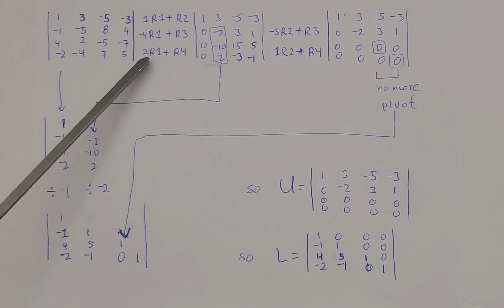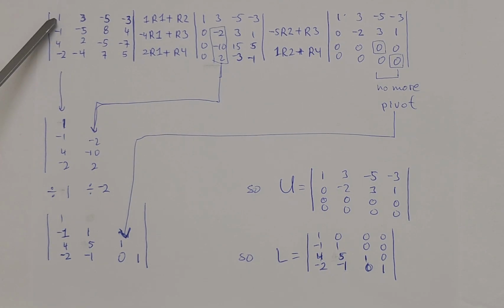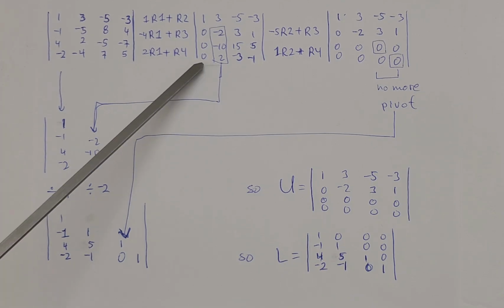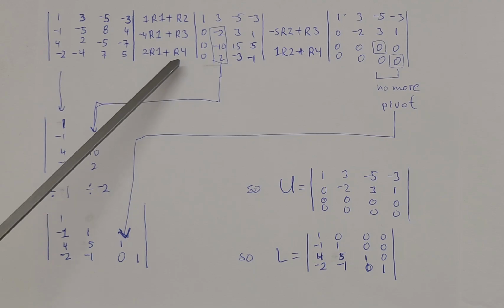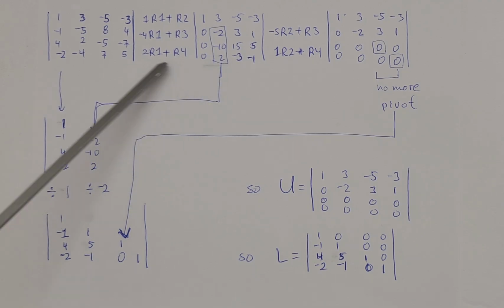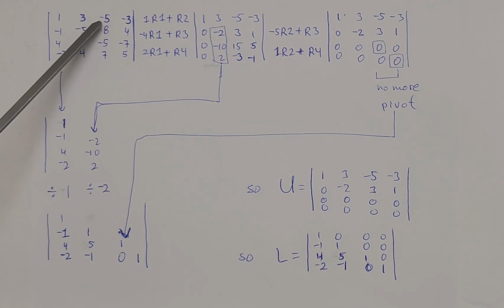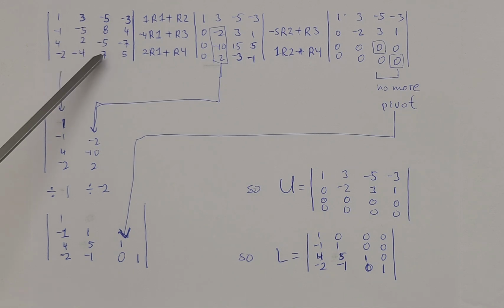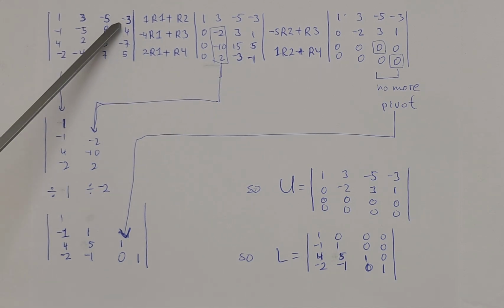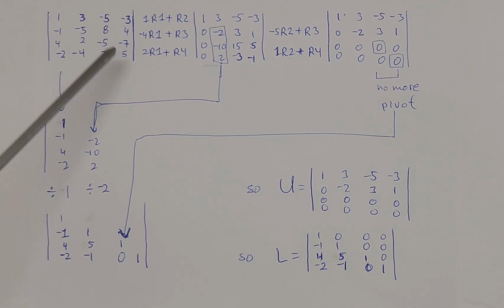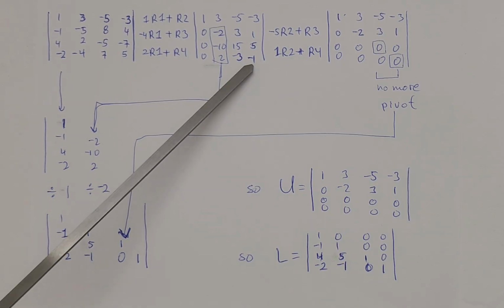Okay, last row, 2 times 1 is 2. 2 subtract 2 will give me this 0. 2 times 3 is 6. 6 subtract 4 gives me this 2. 2 times -5 will be -10. -10 plus 7 gives me -3. 2 times -3 will be -6. -6 plus 5 gives me this -1.